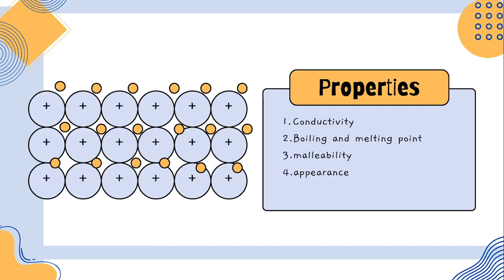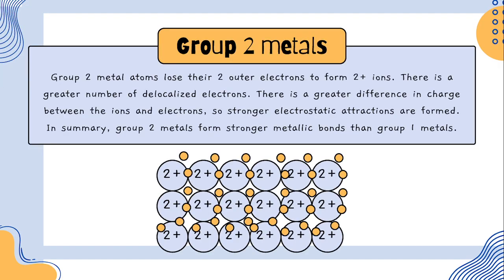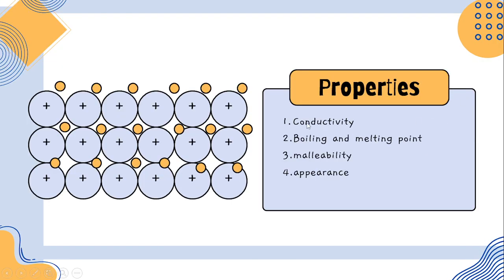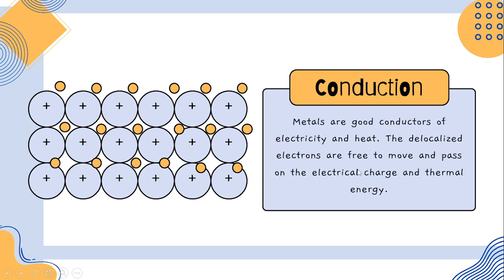Now let's look at the properties of metallic bonding. We'll look at it under conductivity, boiling and melting point, malleability, and their appearance. Metals are good conductors of electricity and heat, and the reason is that the delocalized electrons are free to move and pass on the electrical charge and thermal energy. So the delocalized electrons are free, they move, and their movement passes across the electrical charge or the thermal energy from heat.